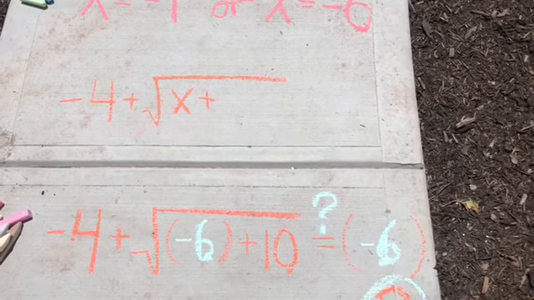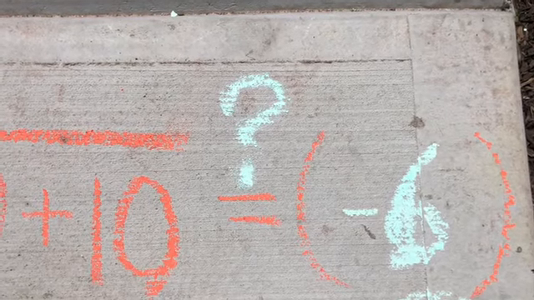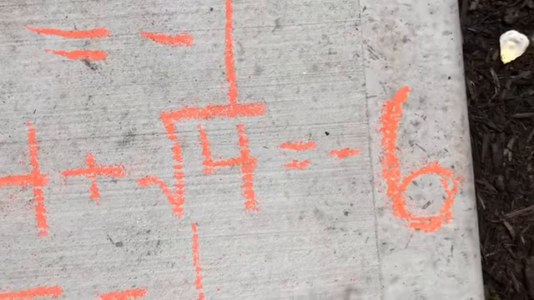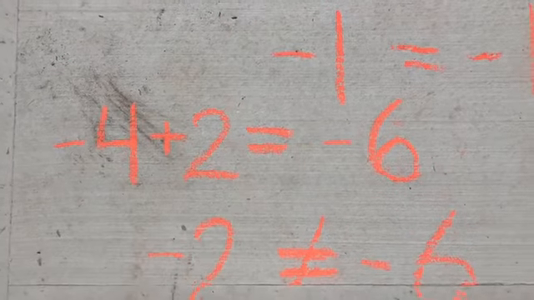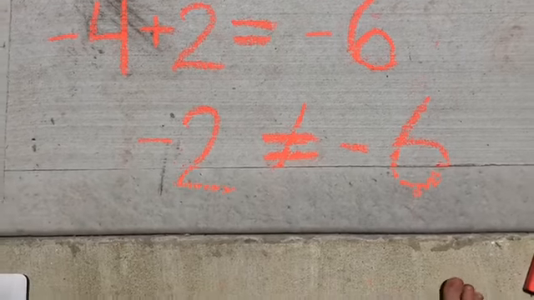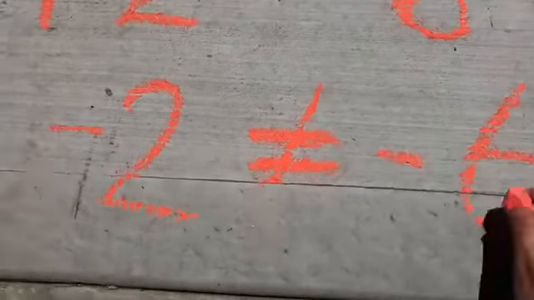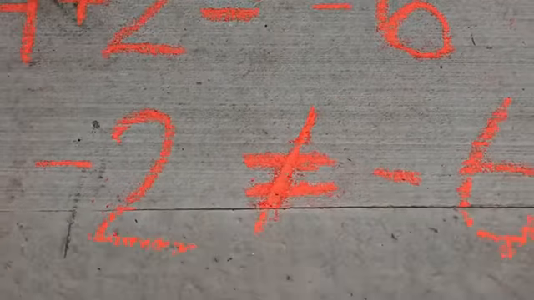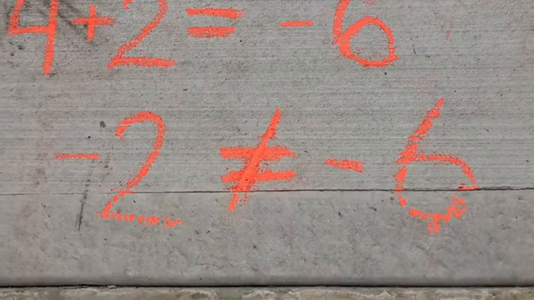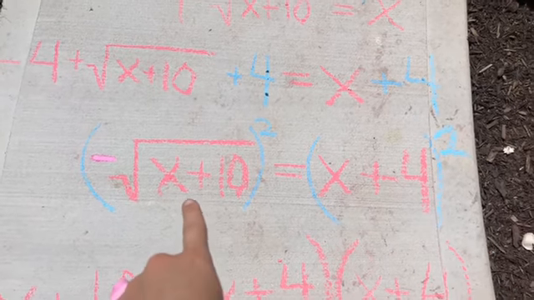Now, let's do the same thing for negative 6. Is this a possible solution? Are they going to equal each other? We end up with negative 4 plus the square root of 4 is equal to negative 6, which gives us negative 4 plus 2 is equal to negative 6, which gives us negative 2 is equal to negative 6, which is just not true. Therefore, negative 6 is an extraneous solution. We can't use it as a solution that will fit this equation.